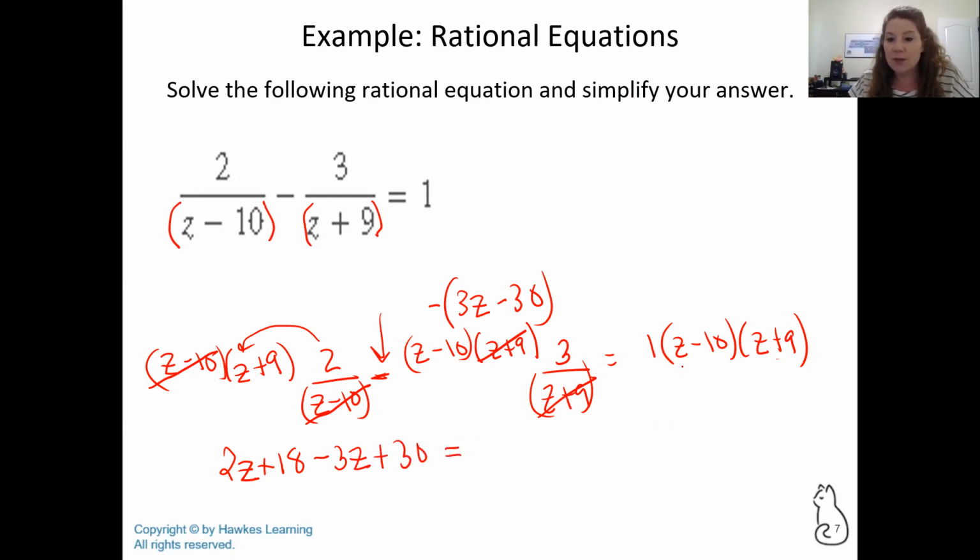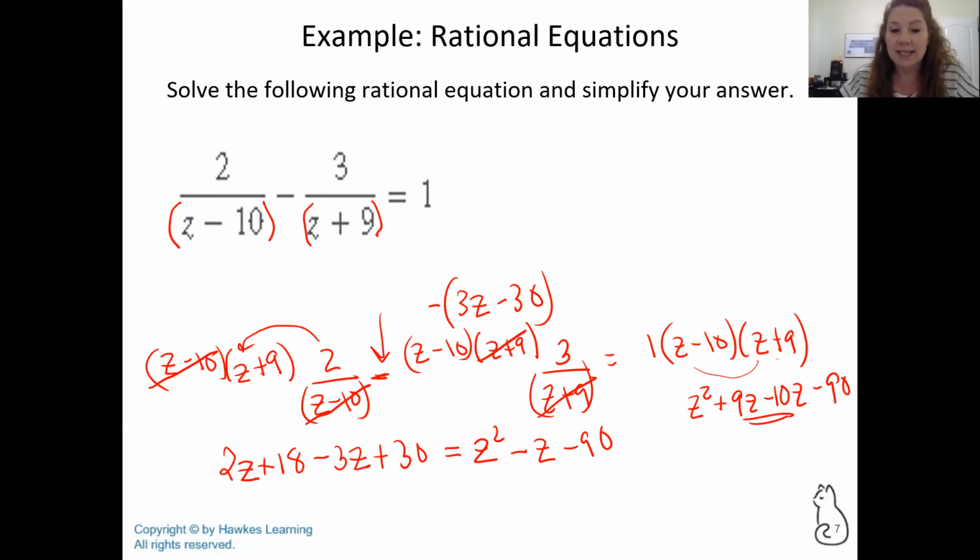And then let's go ahead and FOIL this. z times z is z squared. z times 9 is plus 9z, minus 10z, minus 90. So z squared, these combine to get negative z, minus 90. All right, since I have that quadratic, and right here it's positive, I'm going to move all this stuff over here after I combine like terms, but let's combine like terms first. So 2z minus 3z is negative 1z. And then 18 plus 30 is plus 48.